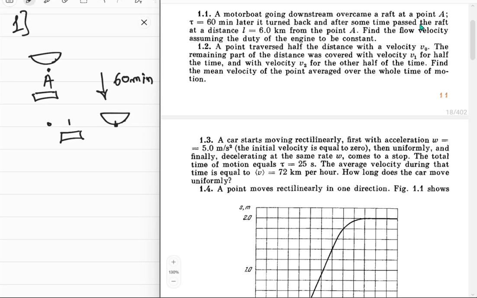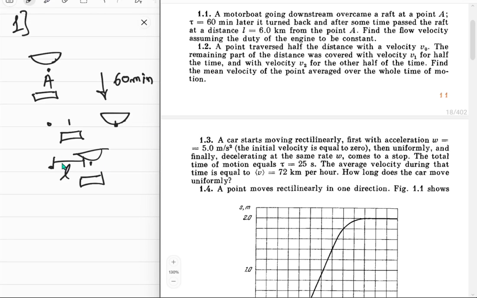Okay, it turned back and after some time passed the raft at a distance L equal to 6 kilometers from the point A. Oh, okay, so maybe the raft is now here somewhere, and then this boat is on the same point as well. So now this distance is L, 6 kilometers. Fine. Find the flow velocity, assuming the power of the engine to be constant.